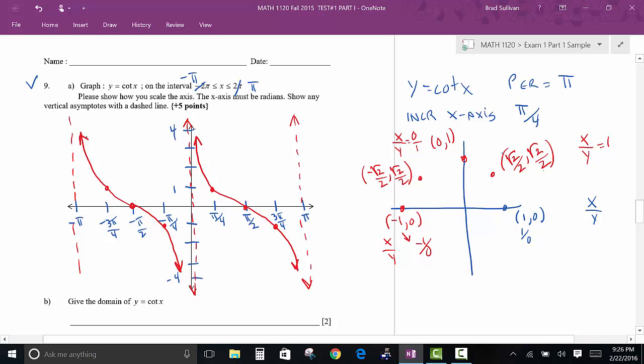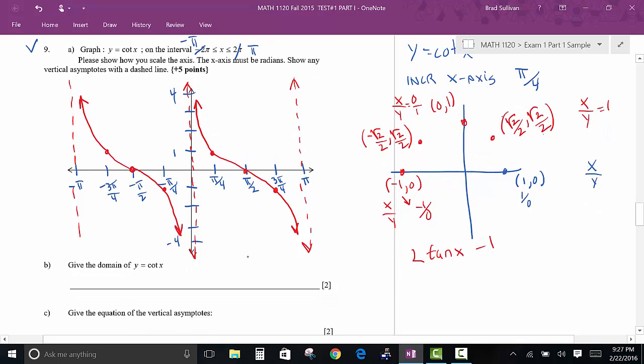So you need to be prepared to do cotangent or tangent. No period changes, but I might do something on a test. I might do something like 2 tangent of x minus 1 or something like that. Okay, not going to do much with period changes on that. We might do a little bit of that on the second exam.